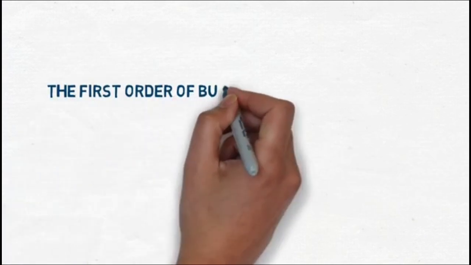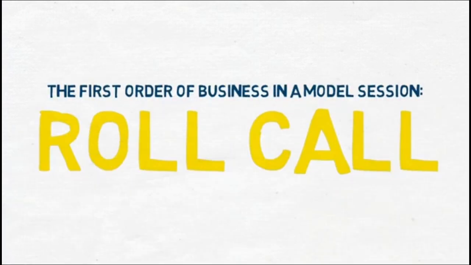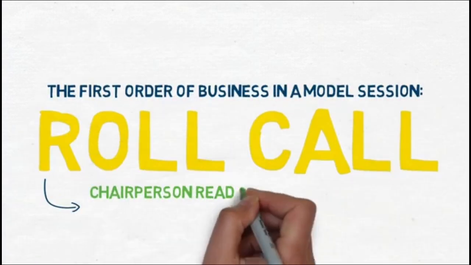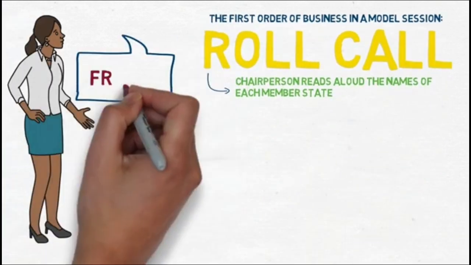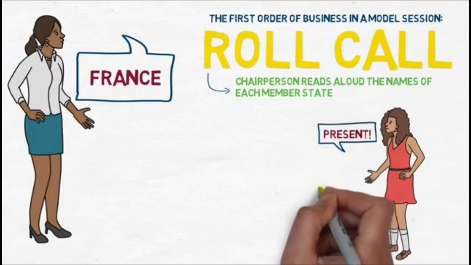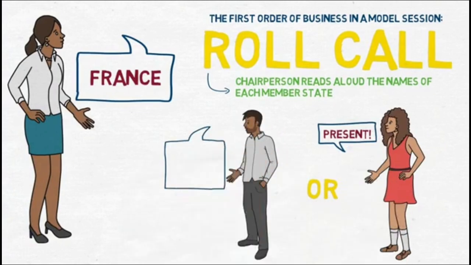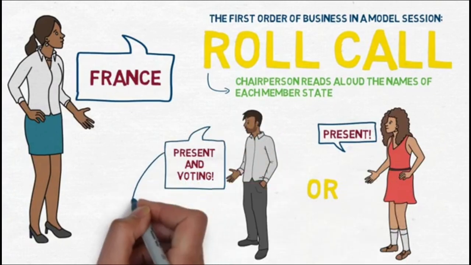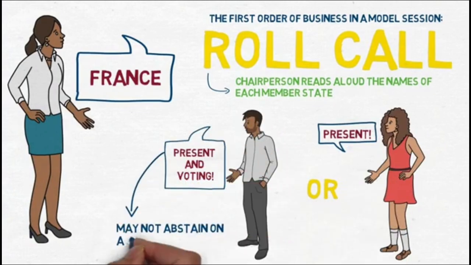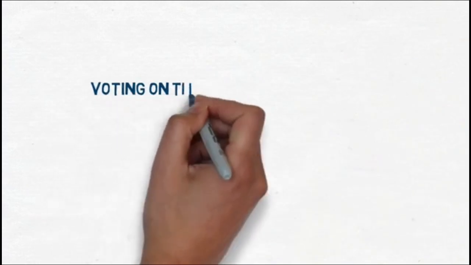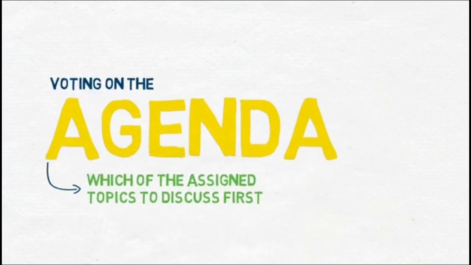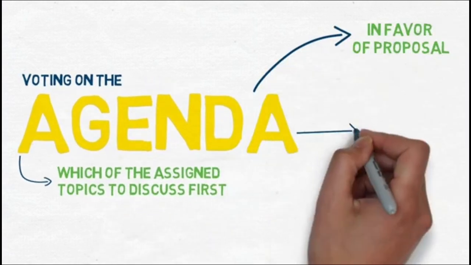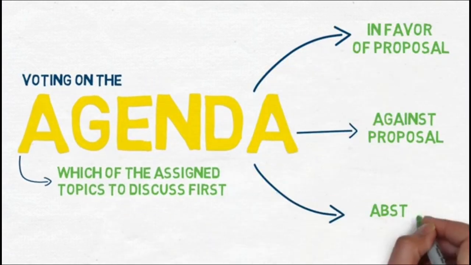The first order of business in a model session is a roll call, during which the chairperson reads aloud the names of each member state in the negotiations. When a delegate's country name is called, he or she may respond present or present and voting. A delegate responding present and voting may not abstain on a substantive vote. After roll call, the group can vote on the agenda and decide which of the assigned topics to discuss first. Delegates can vote in favor of the proposal, against the proposal, or abstain from voting.